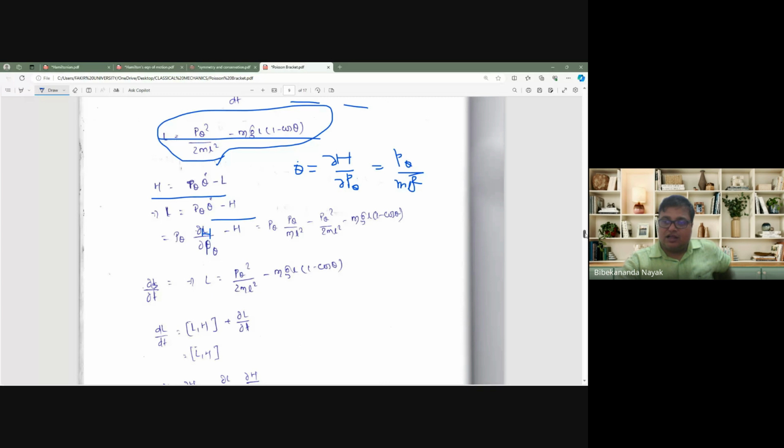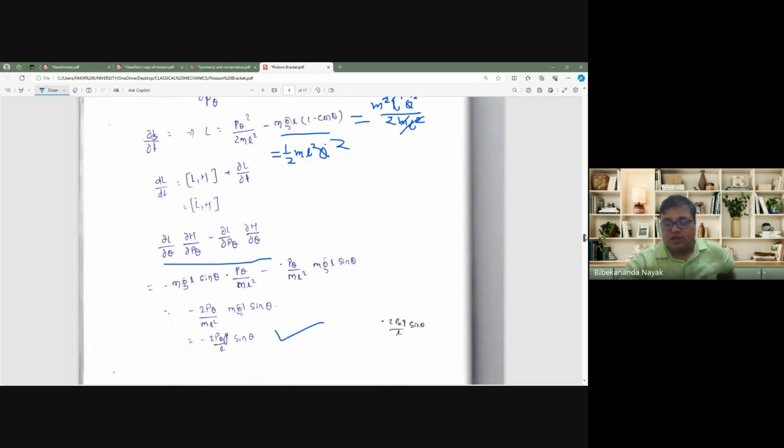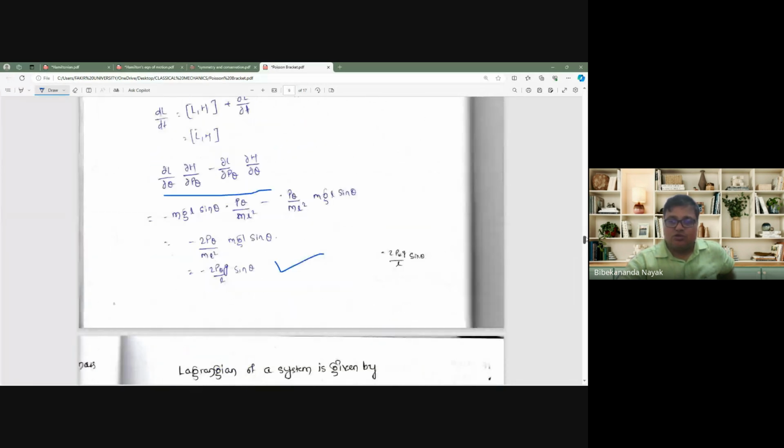But if you want to find the Lagrangian, in this formula, in place of p theta you put m l square theta dot. The value will be m square l to the four theta dot square by 2 m l square, or whatever is written here. It will be how much? l square. Cancel only 2, and one m cancels. So it will be half m l square theta dot square. So the Lagrangian will be half m l square theta dot square minus m g l (1 minus cos theta). Okay, so that is the Lagrangian. But here the question is to find dL by dt, so we use this. We don't go for the exact Lagrangian.